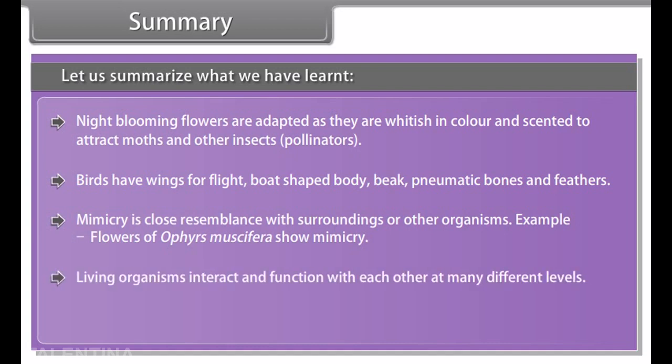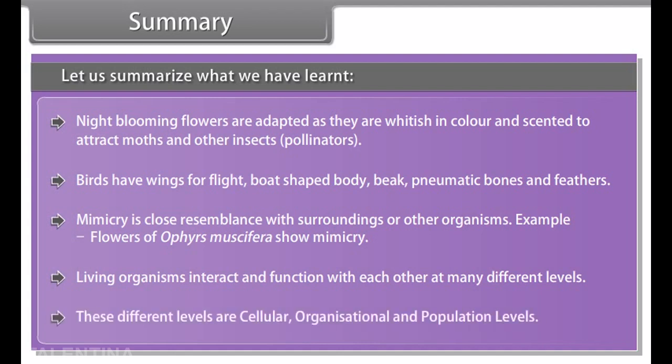Living organisms interact and function with each other at many different levels. These different levels are cellular, organizational, and population levels.